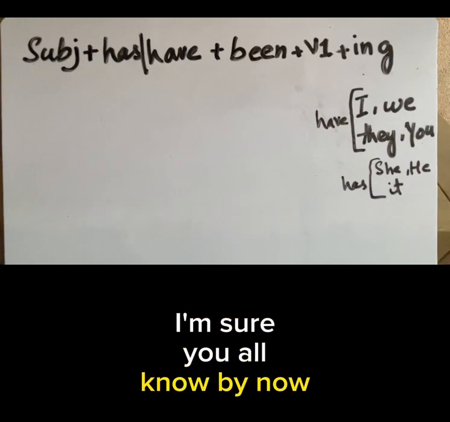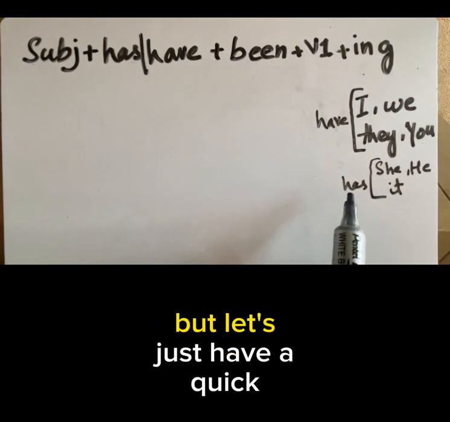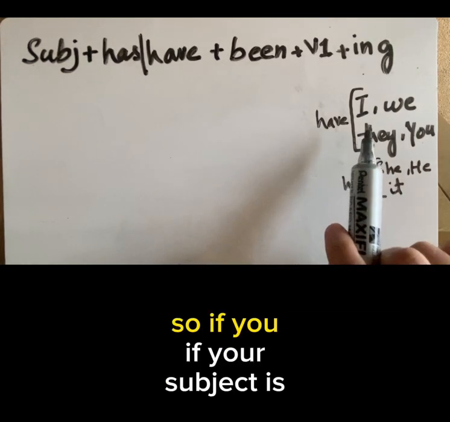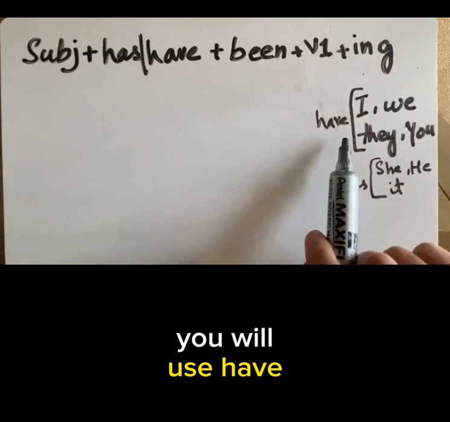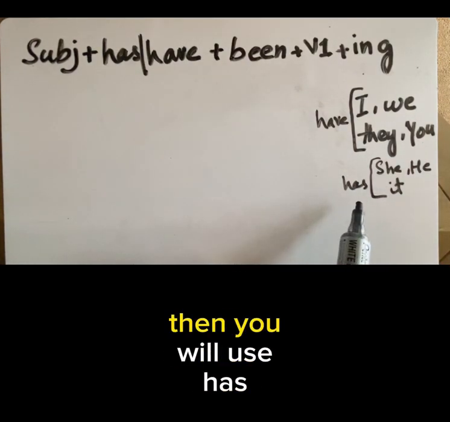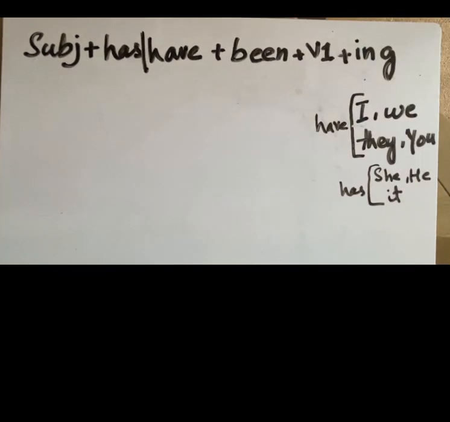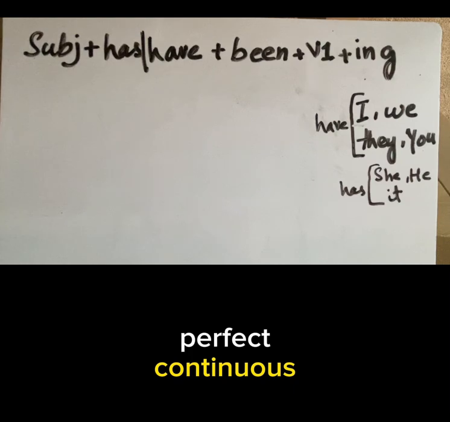I'm sure you all know by now when to use has and when to use have, but let's just have a quick recap. So if your subject is I, we, they and you, you will use have, and if your subject is he, she, it or a singular name, then you will use has. Let's start making positive sentences in present perfect continuous.